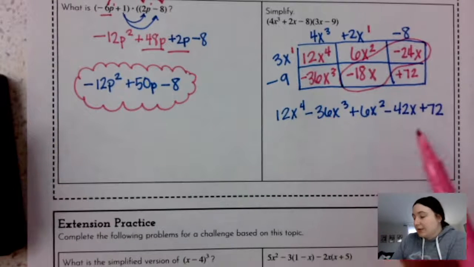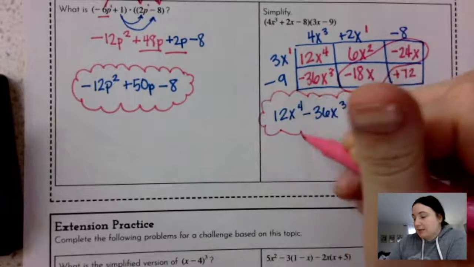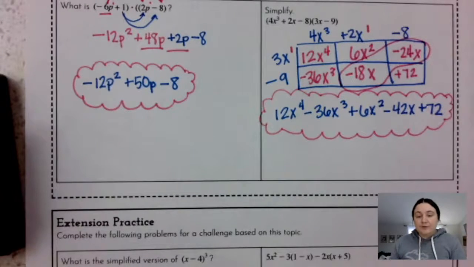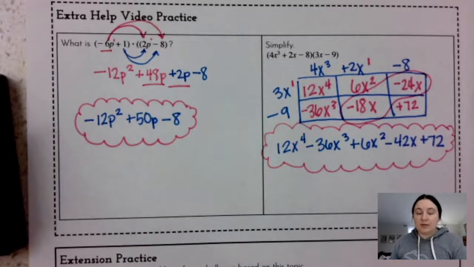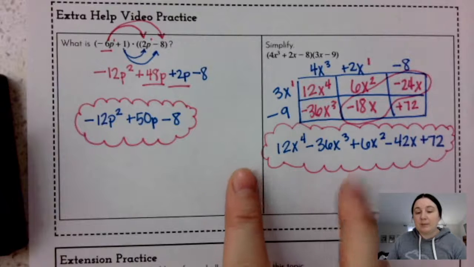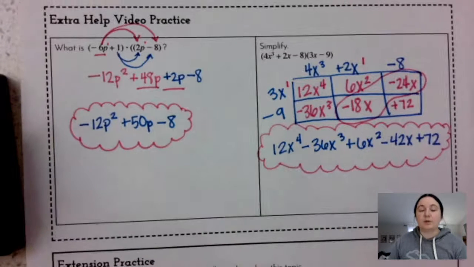So now we have this in order. All my like terms are combined, and so this is my answer. That's just a recap on both methods. There are more videos on this on the class website if you wanted to look at them. But what you want to do is for smaller ones, distribute, and for bigger ones, use the box.